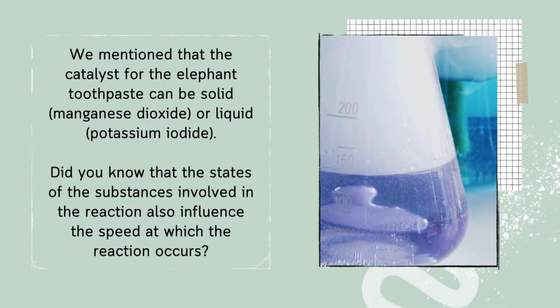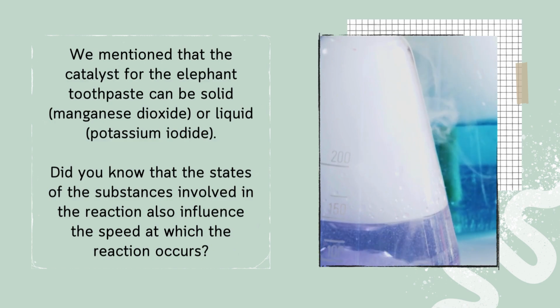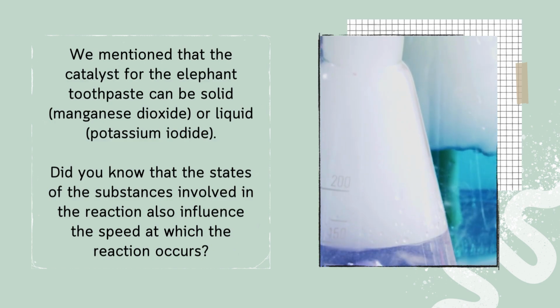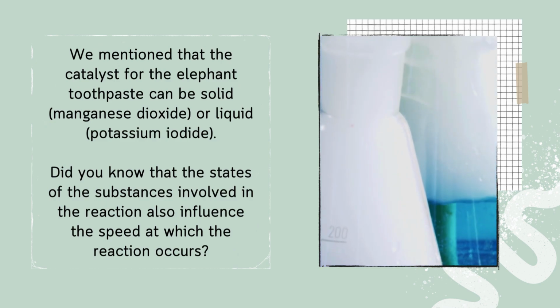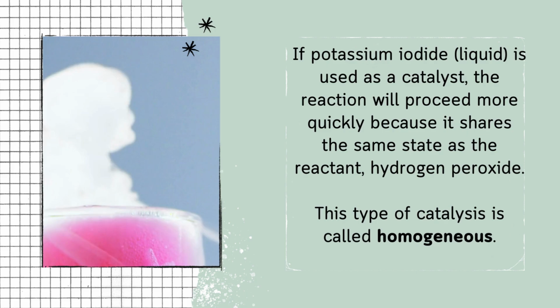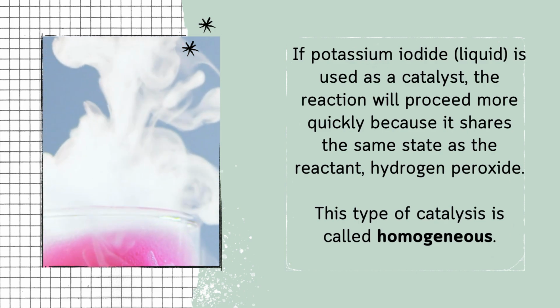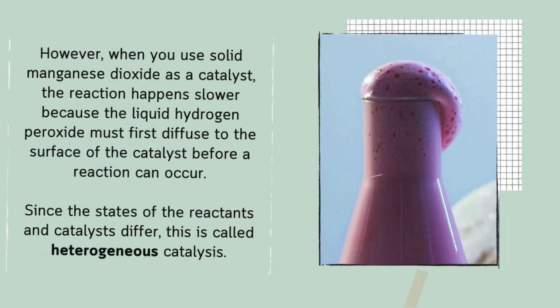We mentioned that the catalyst for the elephant toothpaste can be solid, manganese dioxide, or liquid, potassium iodide. Did you know that the states of the substances involved in the reaction also influence the speed at which the reaction occurs? If potassium iodide, liquid, is used as a catalyst, the reaction will proceed more quickly because it shares the same state as the reactant, hydrogen peroxide. This type of catalysis is called homogeneous.